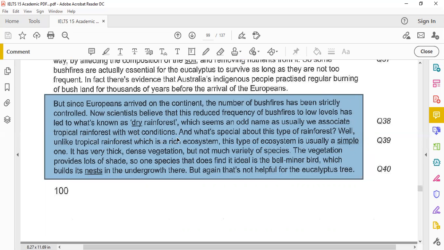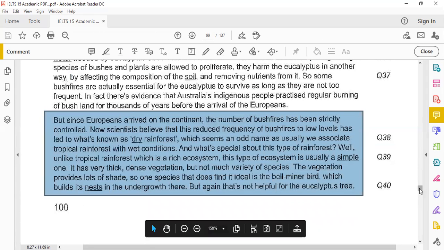Well, unlike a tropical rainforest, which is a rich ecosystem, this type of ecosystem is usually a simple one. It has a very thick, dense vegetation, but not much variety of species. The vegetation provides lots of shade. So one species that does find it ideal is the bell miner bird, which builds its nests in the undergrowth there. But again, that's not helpful for the eucalyptus tree.